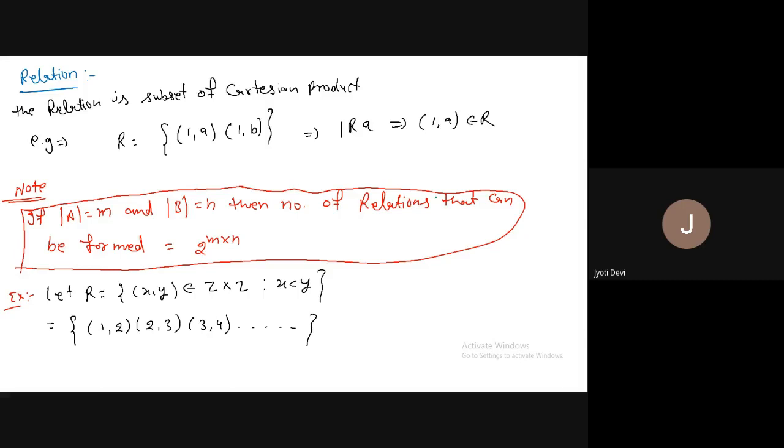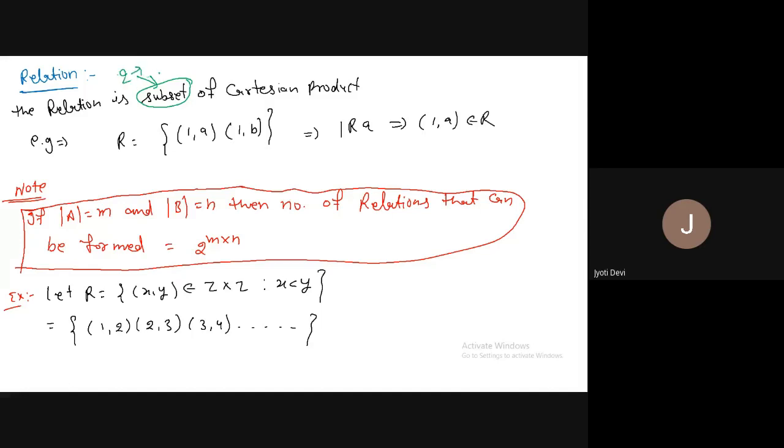Relation is nothing else. It is a subset of Cartesian product. One thing that you keep in mind, subset. Where the subset term comes, it means there are two possibilities. They give the choice. Either you have one choice or two choices.